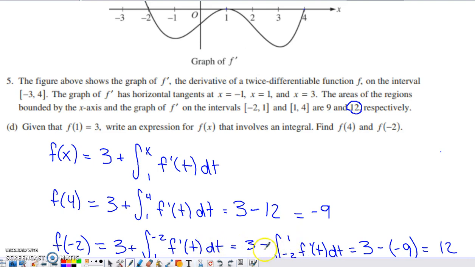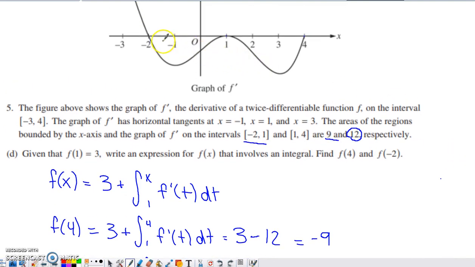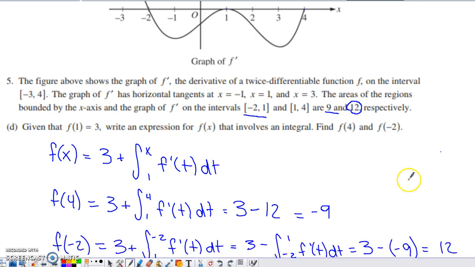So I've flipped them. And to flip the limits of integration, you just have to change the sign of the integral. So flip them, change the sign out here. So I had 3 and then minus whatever the integral from negative 2 to 1 is. Well, from negative 2 to 1, they tell us that that area is 9 square units. So from here to here, we have 9 square units of space. Once again, though, we're below the x-axis or the t-axis, so we're going to have to make sure that we make that negative. So subtracting the negative really makes it addition, and we end up with 12 for that one.